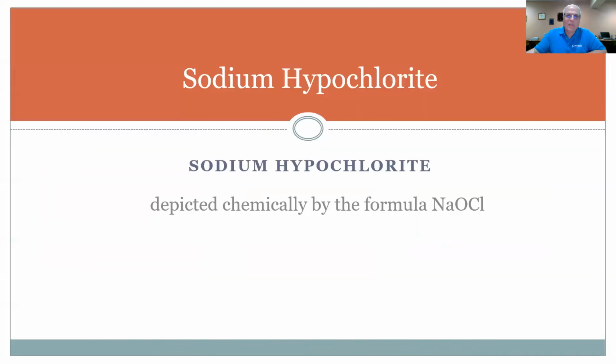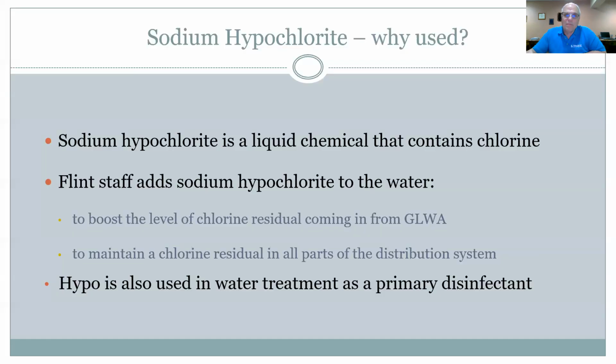So that's the phosphate. Let's now go to sodium hypochlorite. Sodium hypochlorite is depicted chemically by the formula NaOCl. It's a liquid chemical that contains chlorine. So they're not using chlorine gas, they're using a liquid chemical that contains chlorine. Just like the phosphate, which was part of the phosphoric acid, this is chlorine, which is part of the hypochlorite. So we have to figure that percentage out.